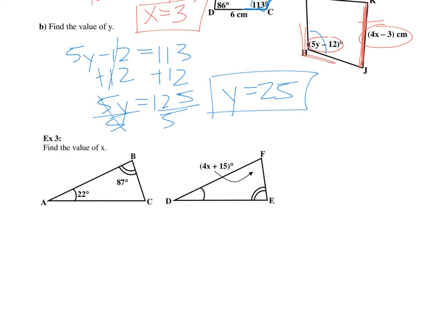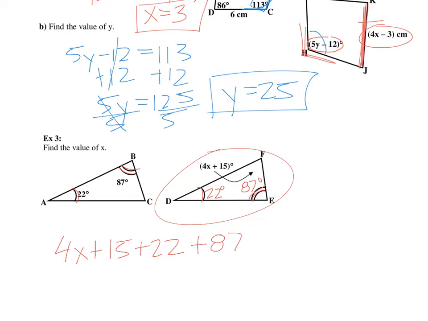Find the value of x. Okay, let's see here. I have one arc for these angle measurements. That's 22 degrees here. Then I have two arcs here. So this one has two arcs. So that makes that 87. All right, and then all the angles together add up to what? 180. So 4x plus 15 plus 22 plus 87 equals 180.